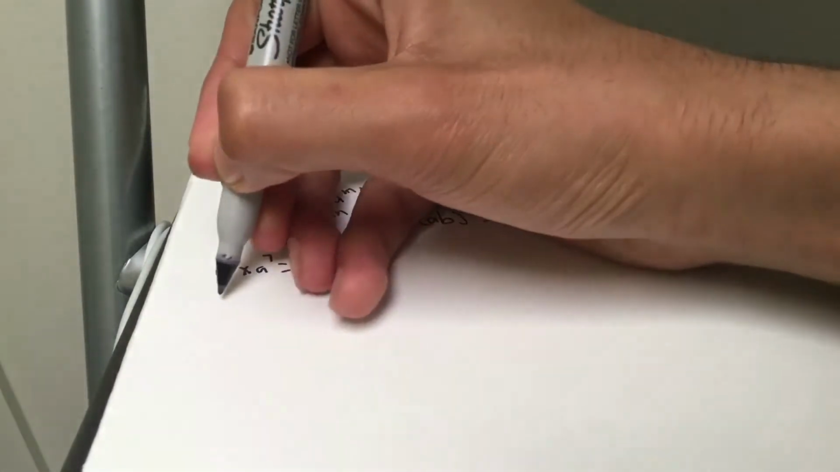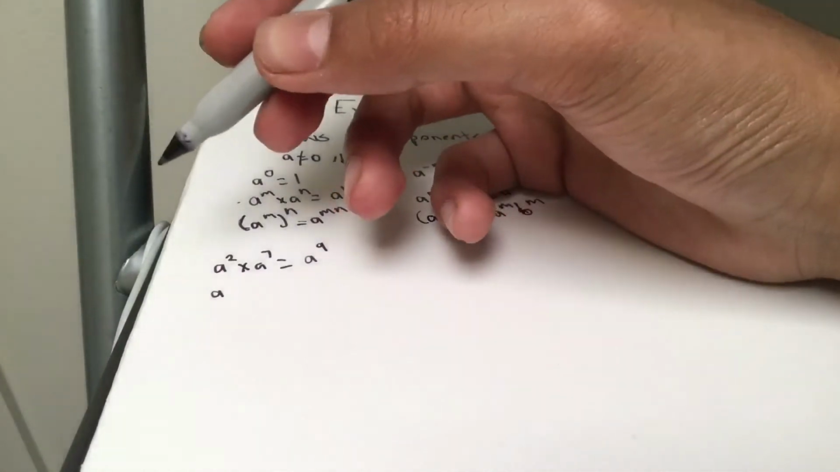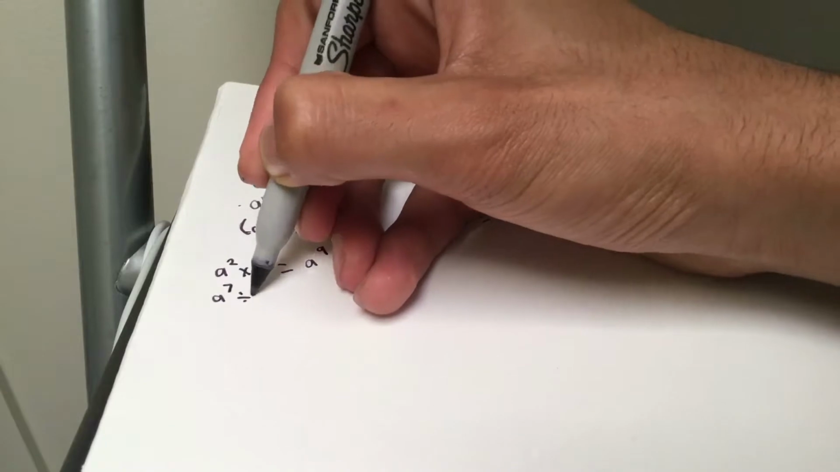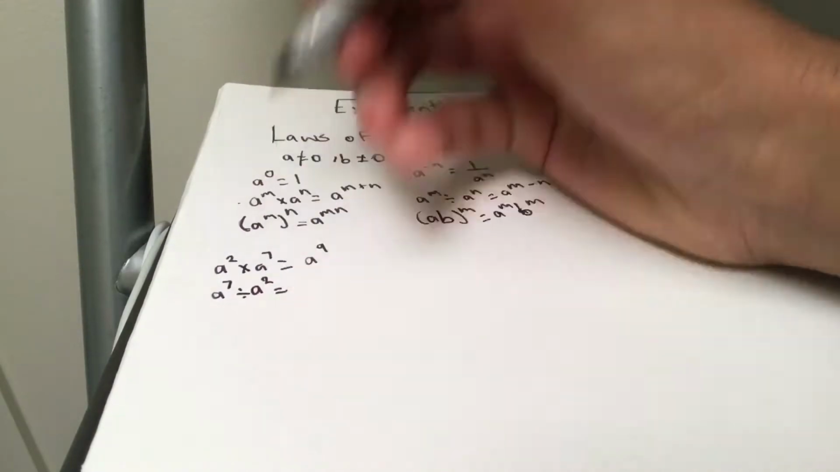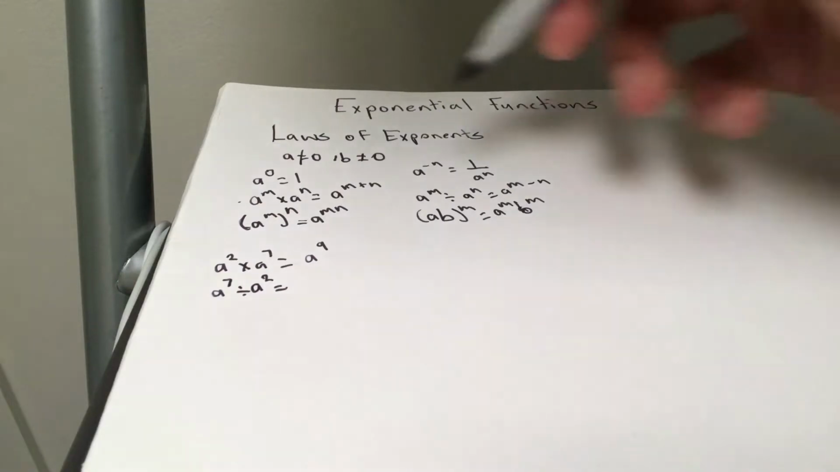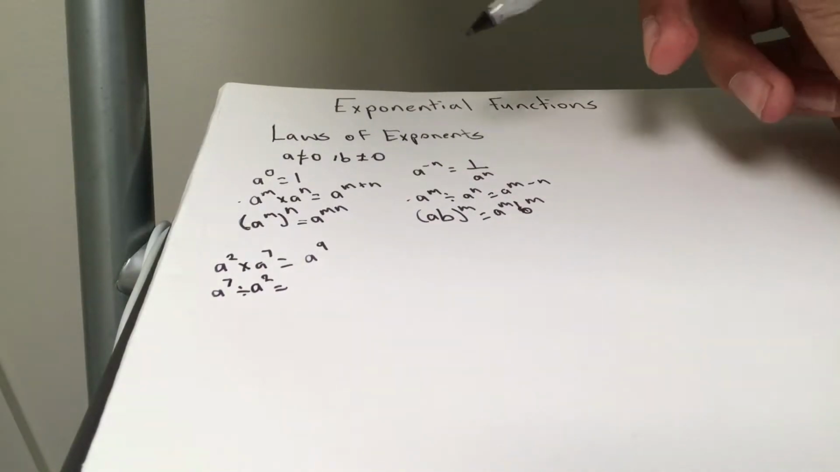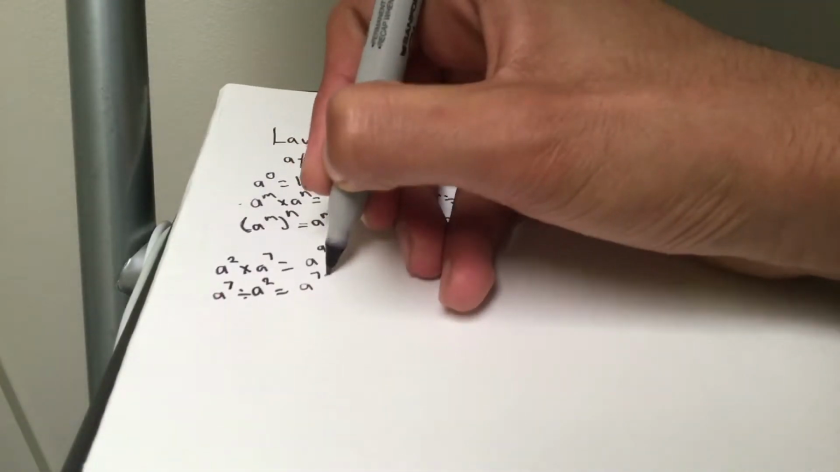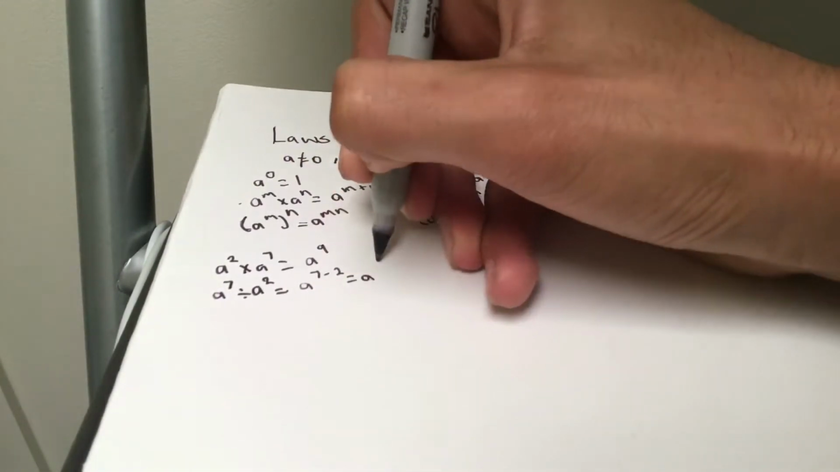Okay, so our next one we're going to answer will be A to the power of 7 divided by A to the power of 2. Okay, this time we're going to use this law, or this rule. So we're going to minus the exponents. So we're going to write 7 minus 2, which is equal to 5.